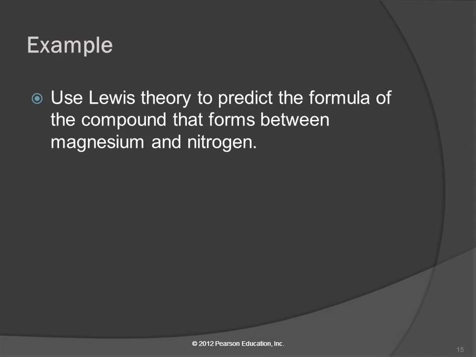Let's do another one. This one's fun. Okay, let's see if I can do it better than I did it before. Magnesium and nitrogen. Magnesium has how many valence electrons? 2. And nitrogen has 5.